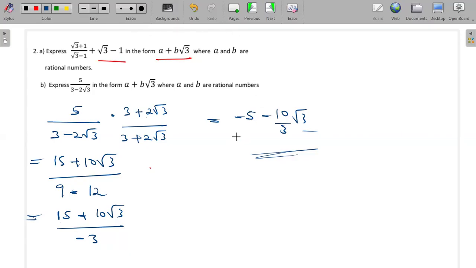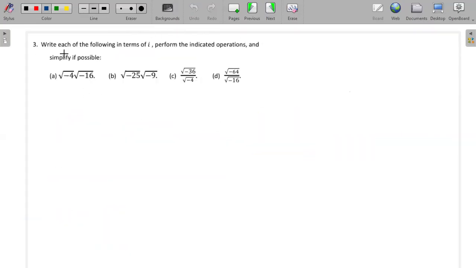All right, so the next one, you have this question here. This question is asking us to write each of the following in terms of i, and then perform the indicated operation and simplify. So in terms of i, this i they're talking of is the imaginary number.